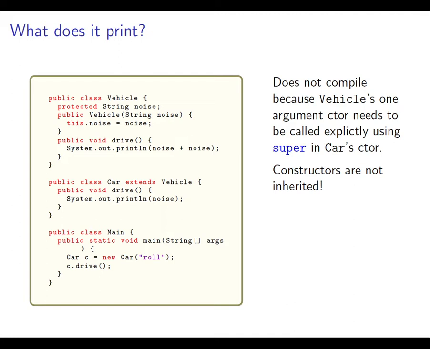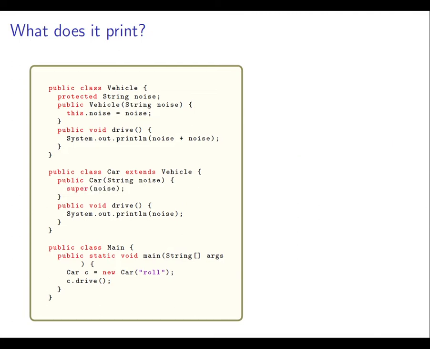Constructors are not inherited is one way to think about it. What about this one? This works because this time the car constructor explicitly invokes the superclass constructor with the argument that it was passed, and everything works as you would like.